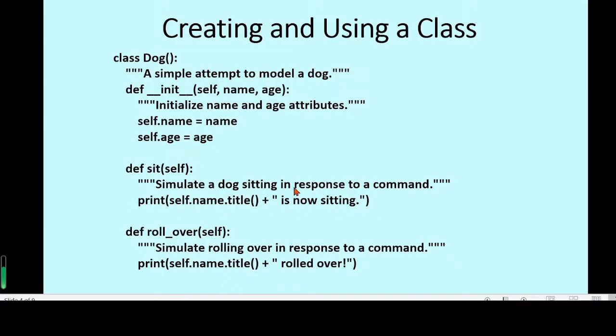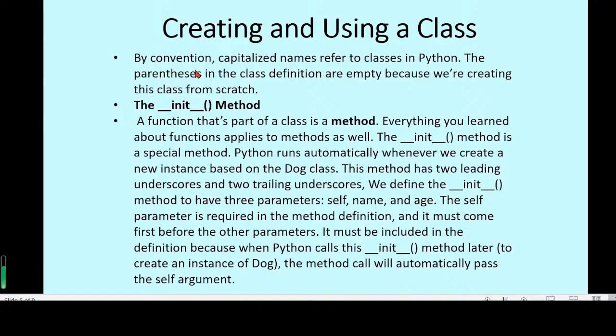Then we define two functions, called methods, of this class. So sit, inside the parentheses we pass self. This means all dogs will have the sit method, same as roll_over. Then inside these two methods, we print the name of the dog and that it is sitting. Similarly for roll_over, we print that this dog is rolled over. By convention, capitalized names refer to classes in Python. The parentheses in the class definition are empty because we are creating this class from scratch.